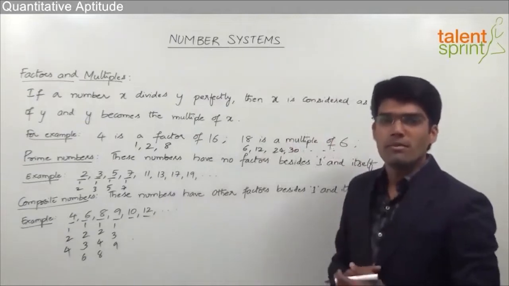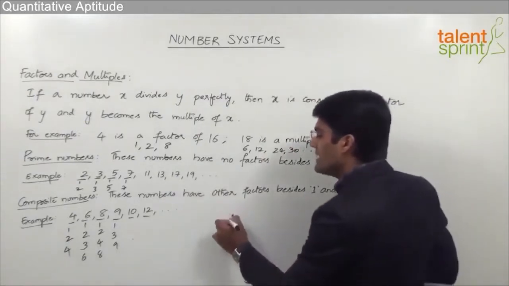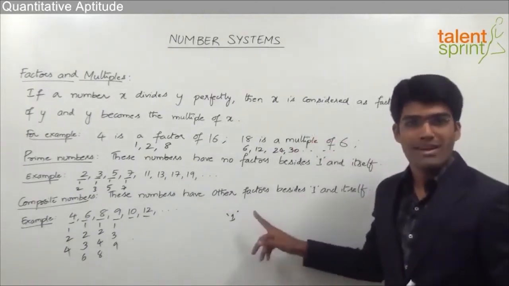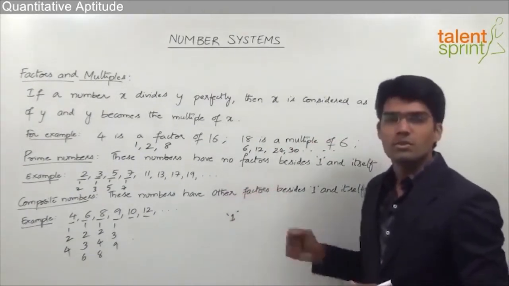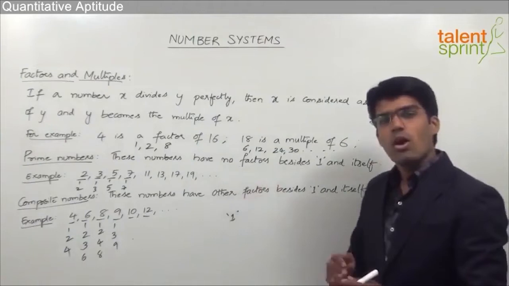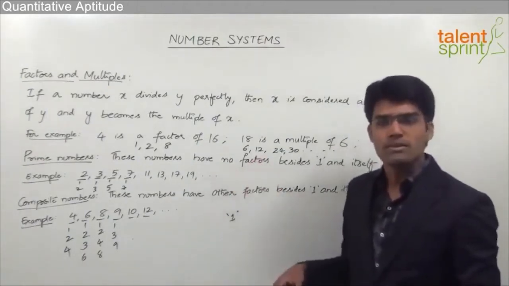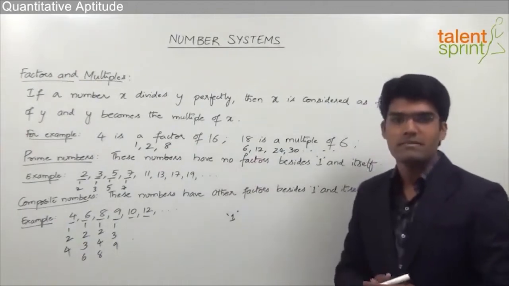One important point to be observed here is that the number 1 is an exception. It is neither a prime nor a composite number. 1 does not participate in either of these two categories. So except 1, all the remaining natural numbers can be classified as either prime numbers or composite numbers depending on the number of factors which they have.